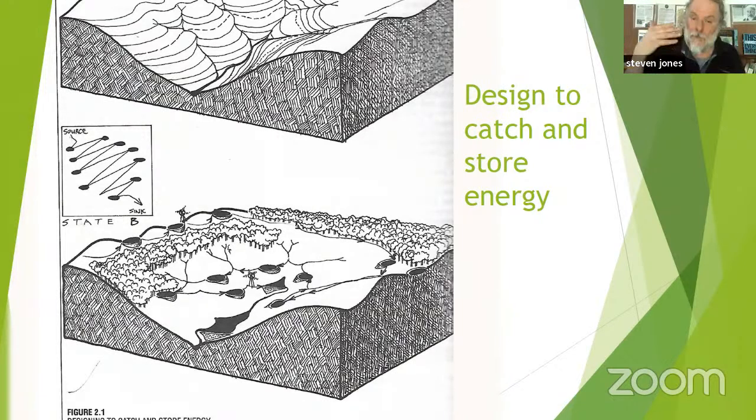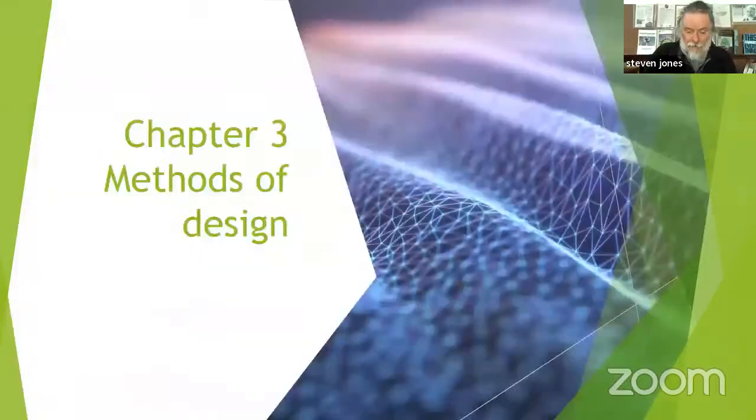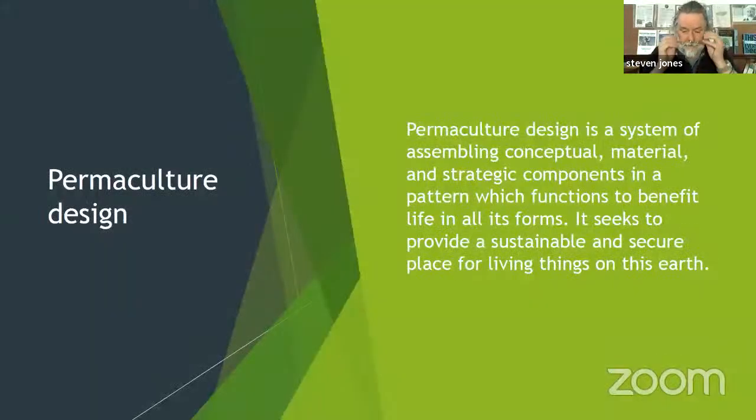Also, we're thinking about climate resilience. We want to be able to hold as much water as we can, and we need to have a sense of what's going to happen when we get too much, if we get a downpour as well. So these are patterns we need to have in the back of our head as we think about design. Okay, so permaculture design is a system of assembling conceptual, material, and strategic components in a pattern which functions to benefit life in all its forms.